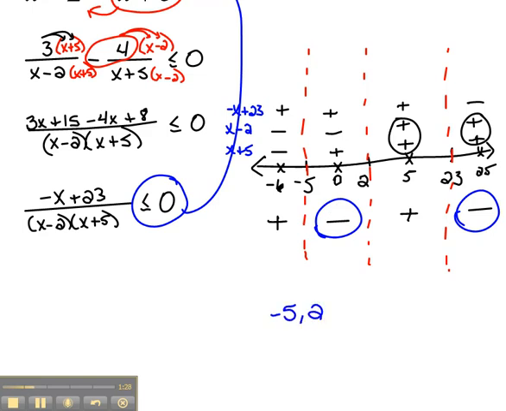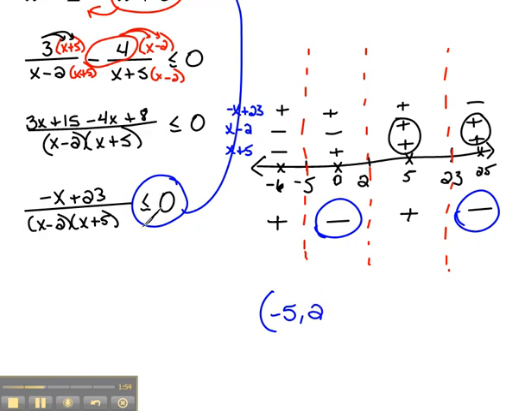Now we need to decide, are these going to be brackets or parentheses? Well, we do have equality, so normally they would be brackets. But let's look at the number negative 5. If I plug a negative 5 in here, that causes a 0 denominator. So we can't actually use negative 5. That's just a parenthesis.